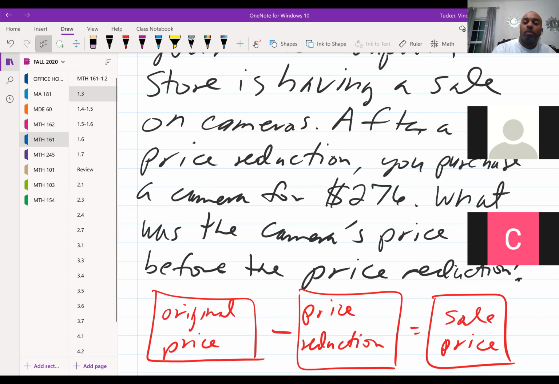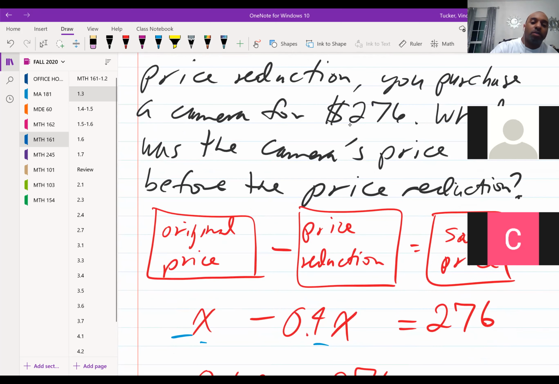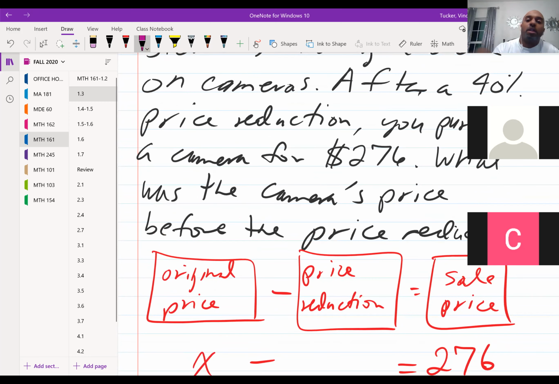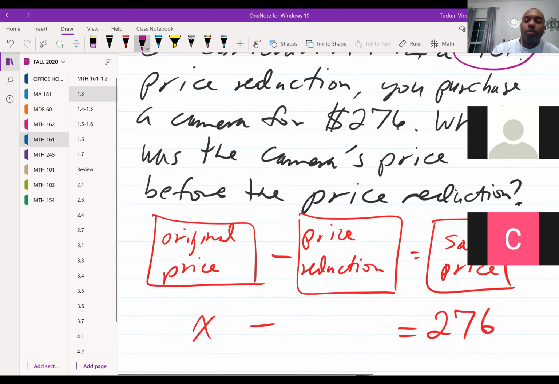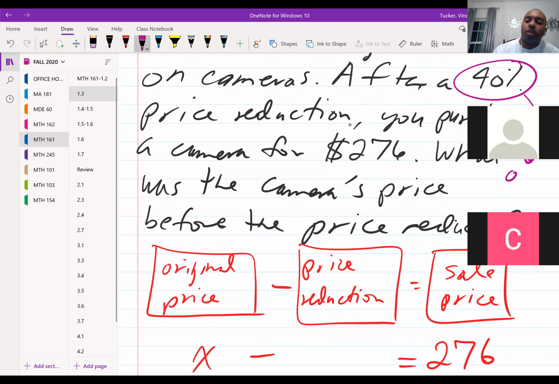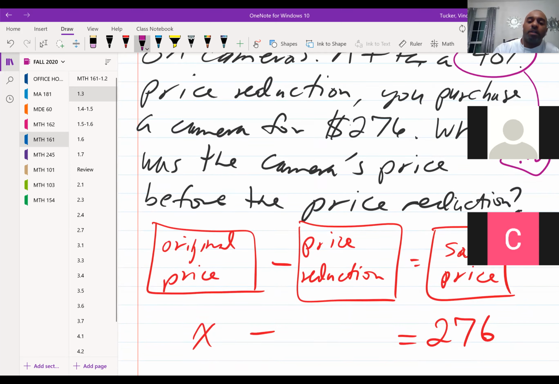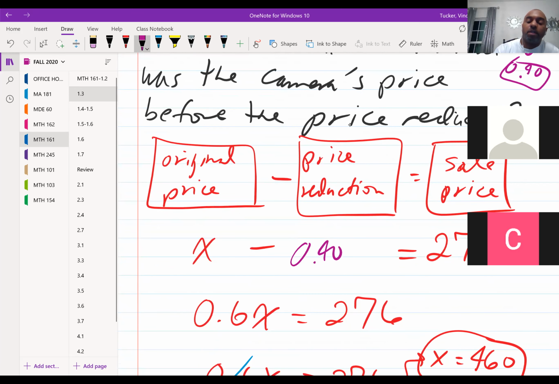Okay? So we need an algebraic representation for each piece in order to be able to actually solve the equation. So let me write this. So the original price is unknown to us. That's X. The sale price they gave us, which was $276. Now the price reduction, we know that there's a 40% price reduction, but the 40% is not going to go in there. Well, first of all, don't forget when you convert it to a decimal, that's 0.40. But it's not like you're going to put 0.40 right here. All right. So it's not going to just stand alone.